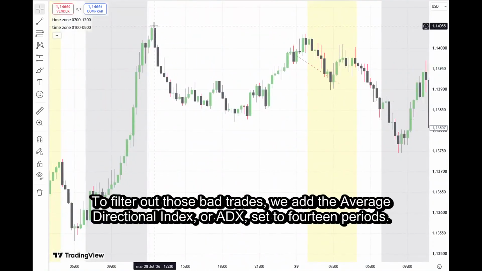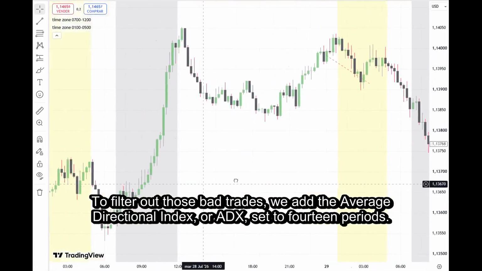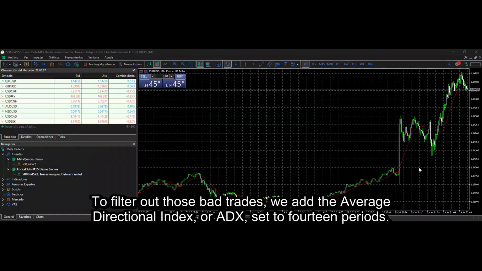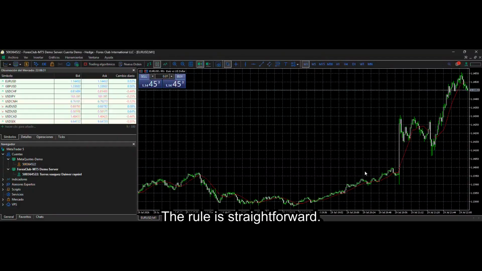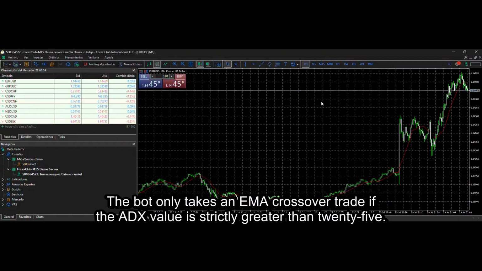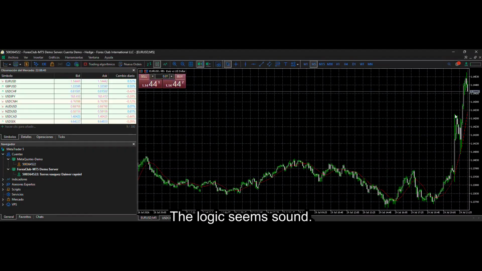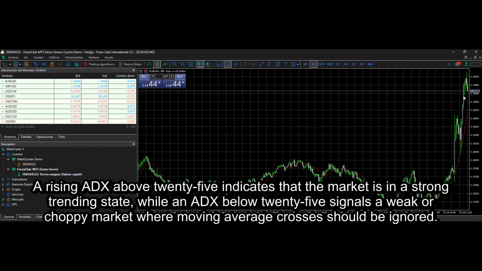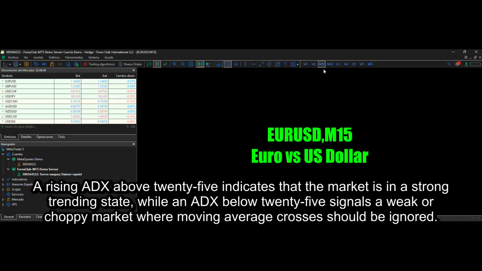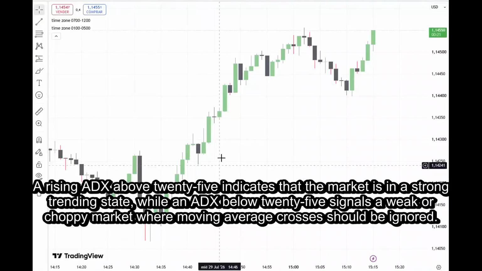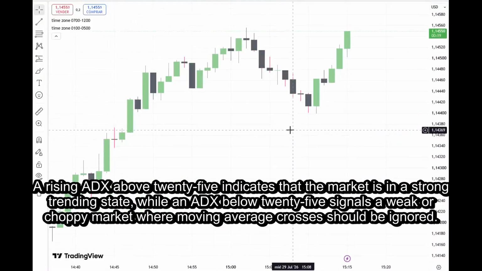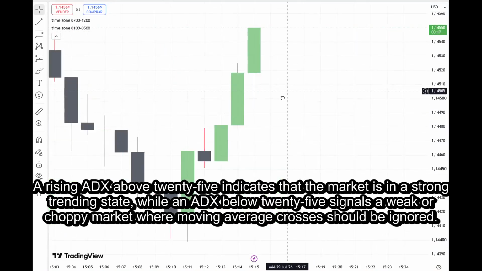To filter out those bad trades, we add the average directional index, or ADX, set to 14 periods. The rule is straightforward. The bot only takes an EMA crossover trade if the ADX value is strictly greater than 25. The logic seems sound. A rising ADX above 25 indicates that the market is in a strong trending state, while an ADX below 25 signals a weak or choppy market where moving average crosses should be ignored.